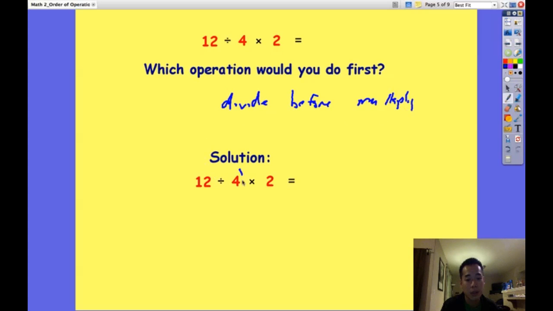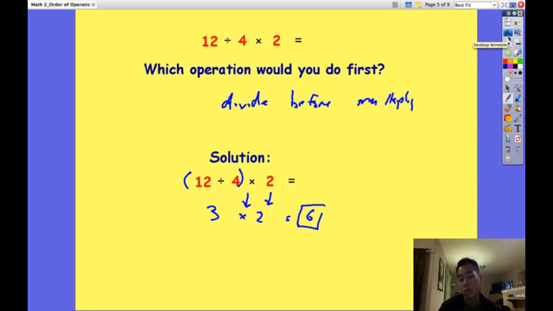So in this case, I'm going to go ahead and put parentheses on here so you can see that I need to do that first. So 12 divided by 4 is equal to 3. I'm going to drop my multiplication symbol, drop my second number, and I get 3 times 2. My final solution to 12 divided by 4 times 2 is equal to positive 6.